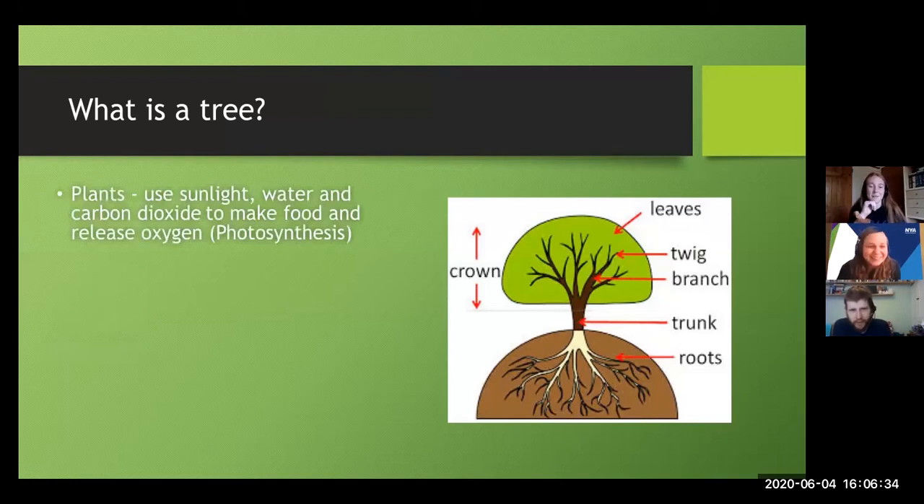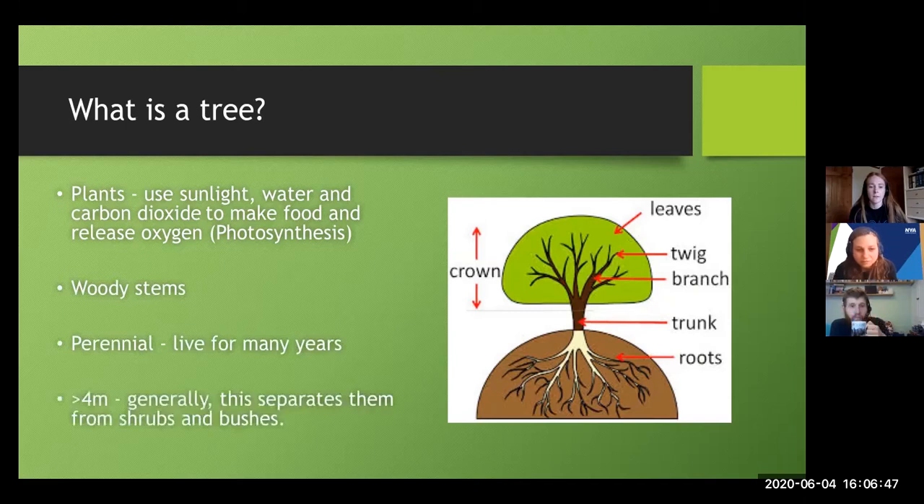So they are plants. They use sunlight and water, so they photosynthesize to make food and release oxygen. They have woody stems. They are perennial, so they live for many years. And they are above 4 meters generally, which separates them from shrubs and bushes. So a shrub is basically just like a mini tree. And a bush is like when the leaves are almost touching the ground.